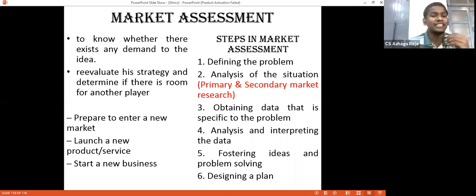So market assessment helps you prepare to enter a new market, right? When you keep assessing the market, it gives you a direction or a chance to enter that market. It also helps you launch a new product or service, or start a new business, because market assessment gives you an opportunity to invent a new product and enter that new market. New market means you are already in one market, and it allows you to enter another market. That is very, very important.